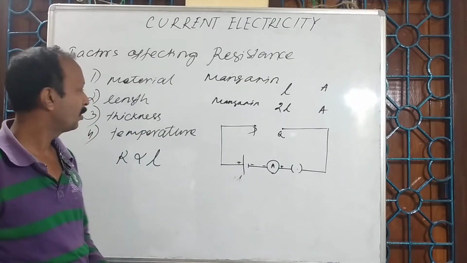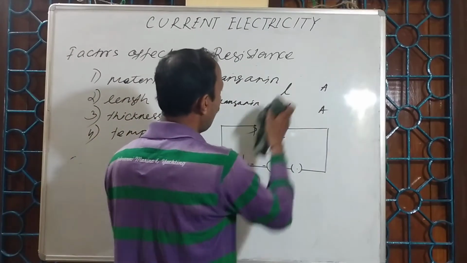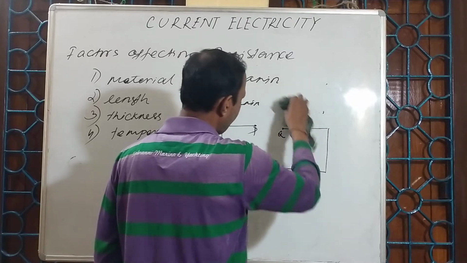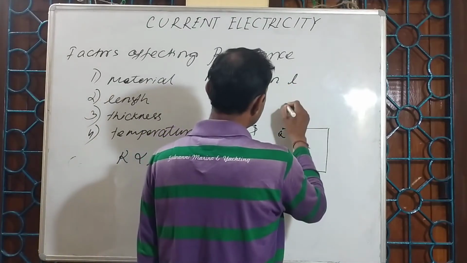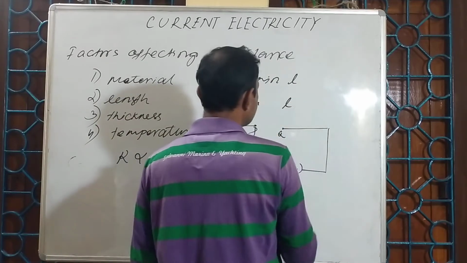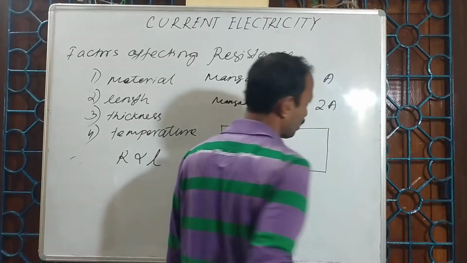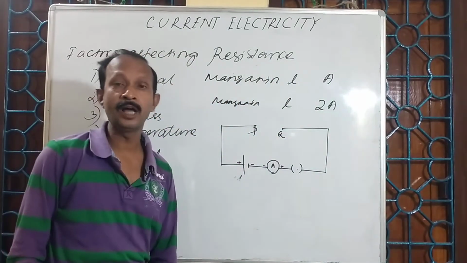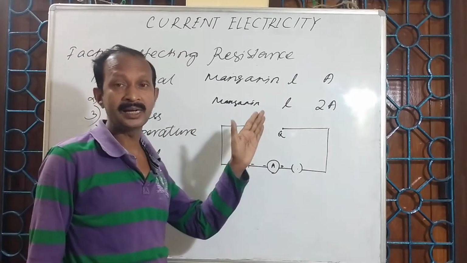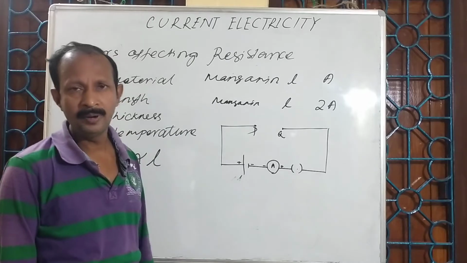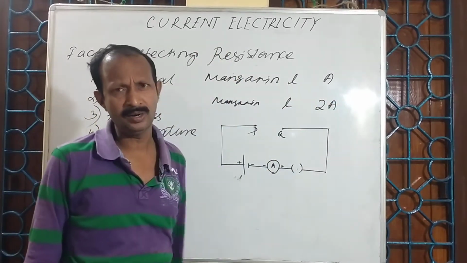Okay children, now let us go to the third factor, that is the thickness. Now the same manganese I am taking in both cases. I am taking the length as constant L, but in the first case I am taking area of cross section A, and in the second case area of cross section 2A. I double the thickness. I keep the material and the length constant, and just change the area of cross section or thickness.